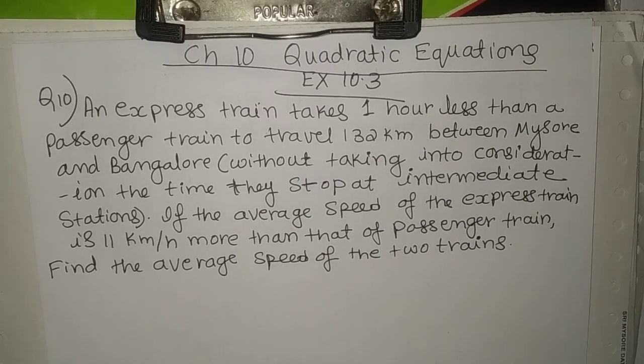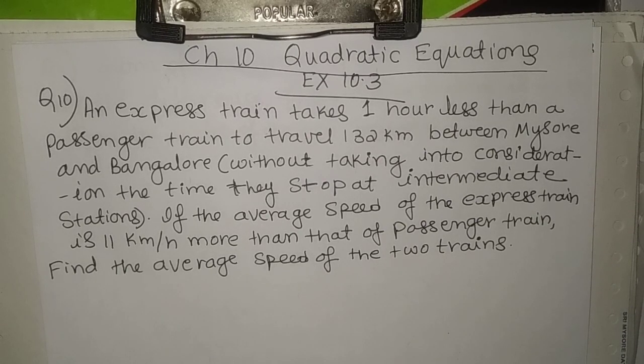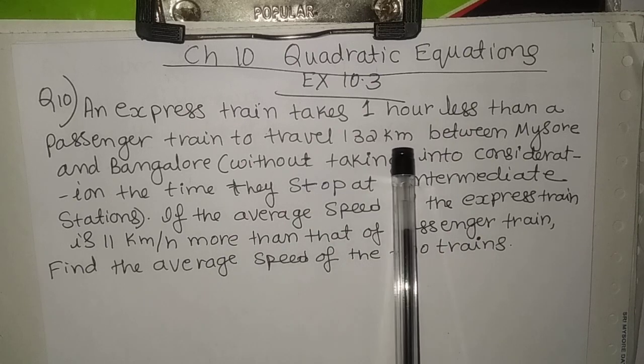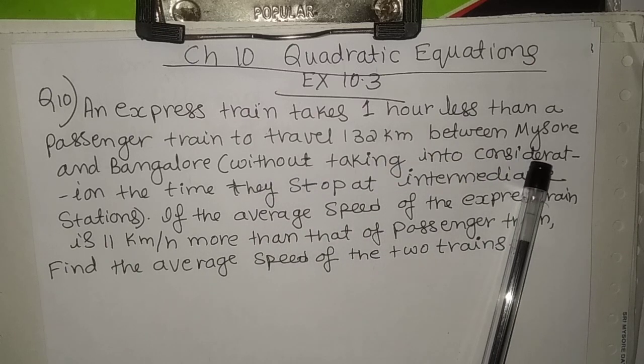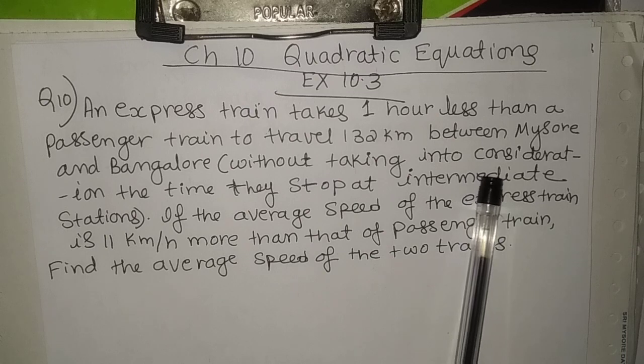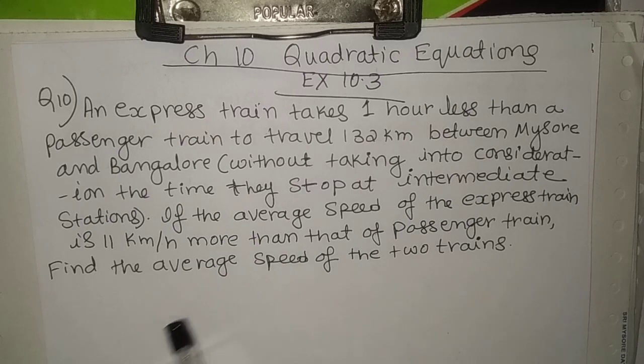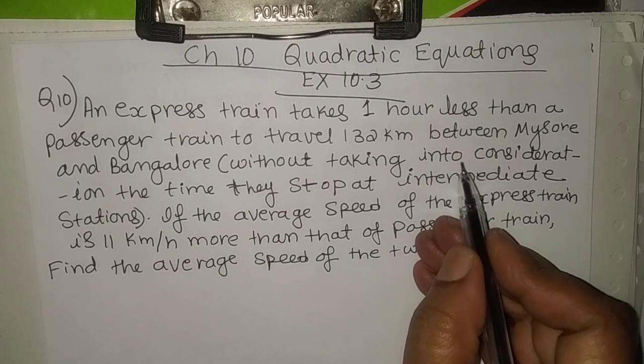Welcome back, students. In this class we continue Quadratic Equations, Chapter 10, Exercise 10.3. We continue with the 10th question: an express train takes 1 hour less than a passenger train to travel 132 kilometers between Mysore and Bangalore, without taking into consideration the time they stop at the intermediate stations. If the average speed of the express train is 11 kilometers per hour more than that of the passenger train, find the average speeds of the two trains.